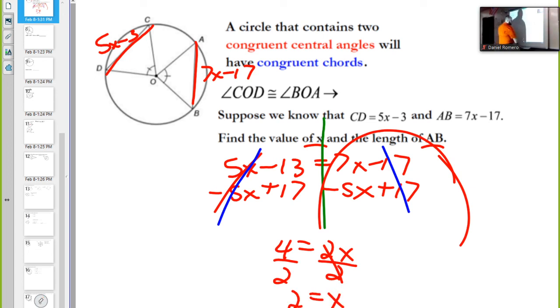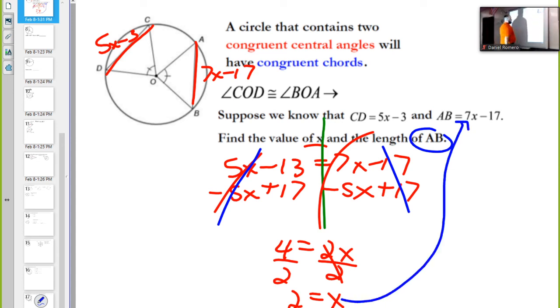How would I answer the second question? How would I figure out what is the length of AB? You just substitute x into the expression. You will be doing 7 times 2 minus 17.